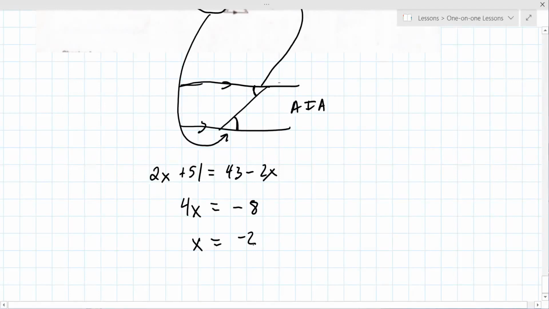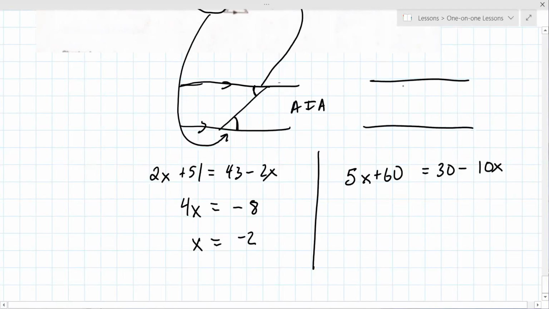Okay. We should check it, but you'll find that if you check it in 5x plus 60 equals 30 minus 10x, it works for the same reason: the angles are congruent. It's a different transversal, but this angle is congruent to this angle, which is how we get down to these equations down here. And if you solve these, you end up getting the same thing. You get x equals -2.